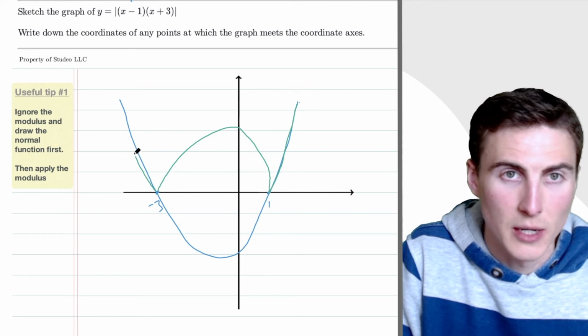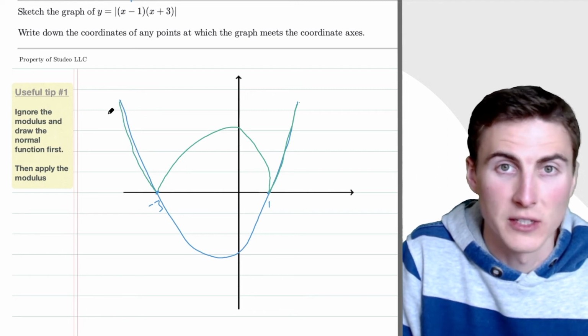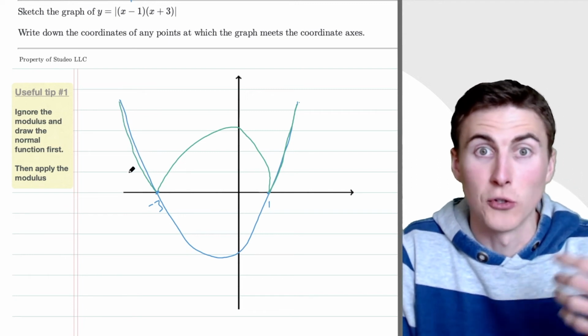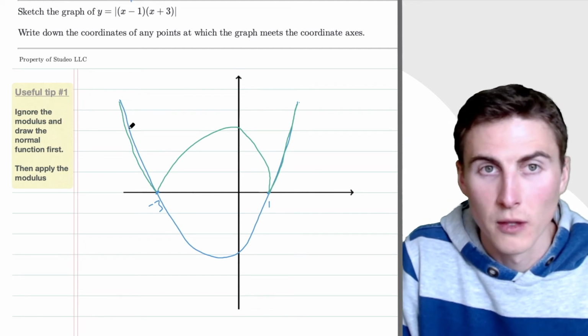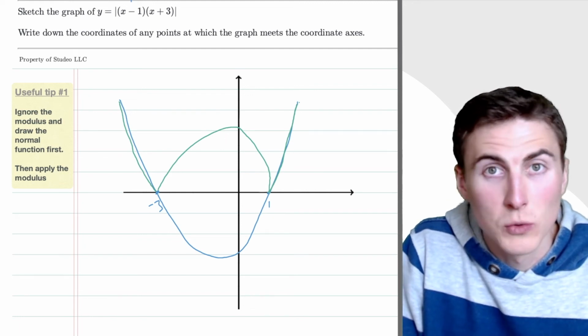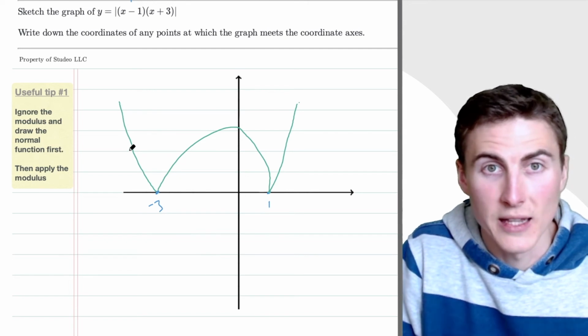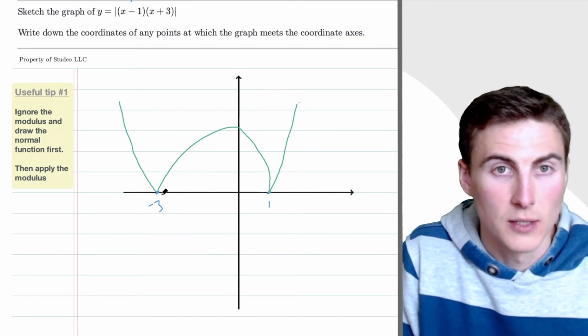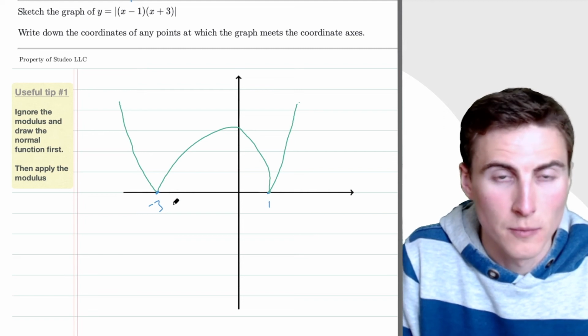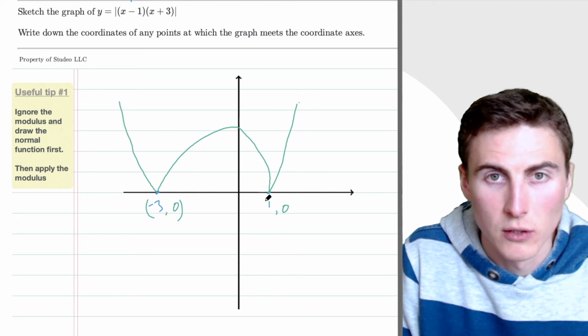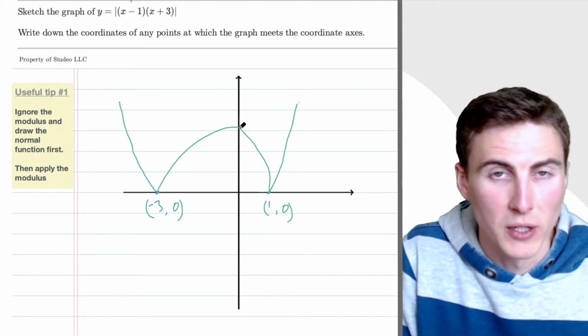So this bit will basically be a mirror image of this bit down here. And then this bit here will be the same, because the y value for this section is positive, so doing a modulus doesn't do anything to it. And that's it. Once we've drawn that, we could then get rid of the blue part, and that there is our graph. Now, we've labeled these two points: here we have (minus 3, 0) and (1, 0). But we also want to label this point here.